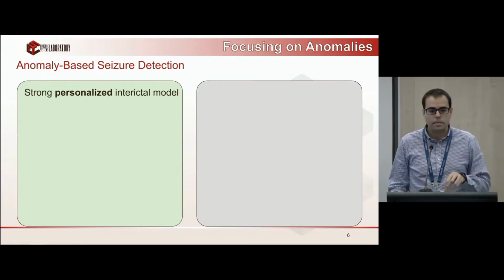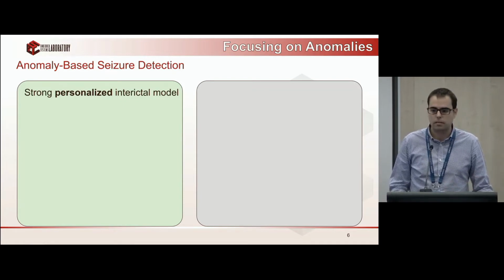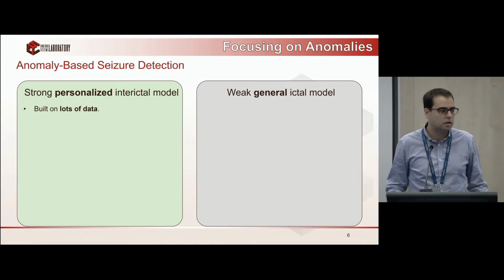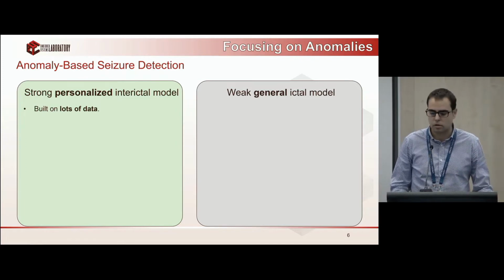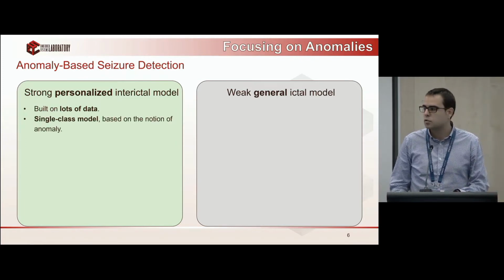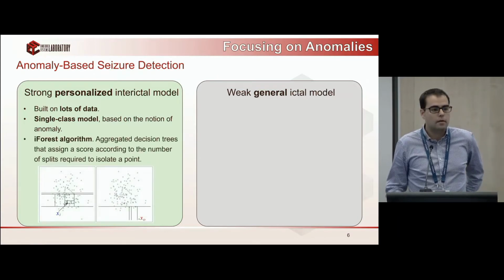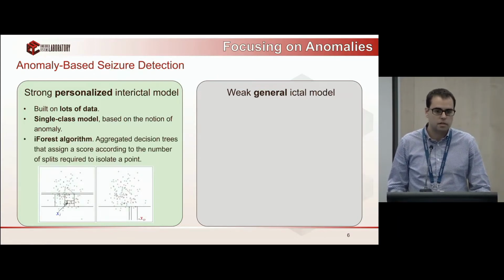One is a strong personalized interictal model, and the other is a weak general ictal model. So for the interictal model, we can use a lot of data. There is a lot of interictal data. That's not a problem. But then, since we need to model a single class, just modeling the interictal, we need to build a model that is called single class, or an anomaly detection model. For this, we use the iForest algorithm, isolation forest.